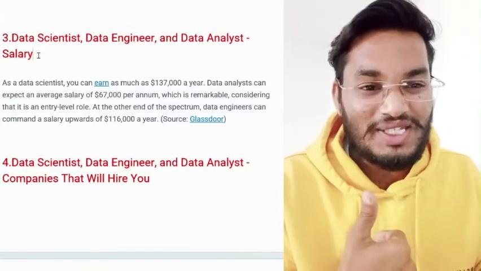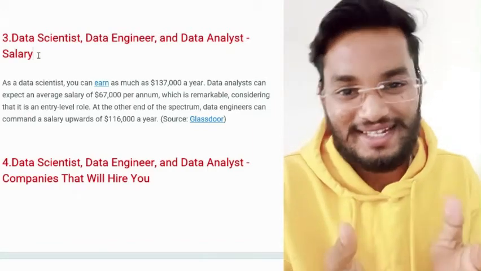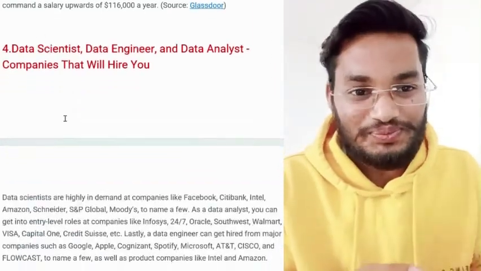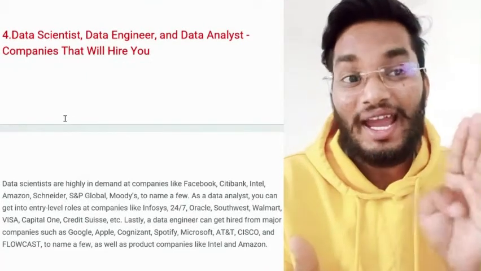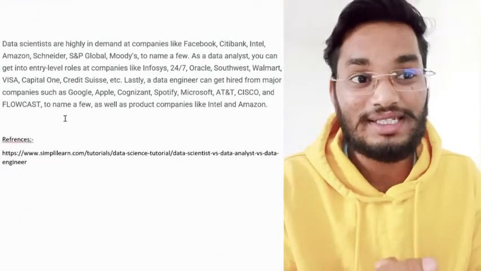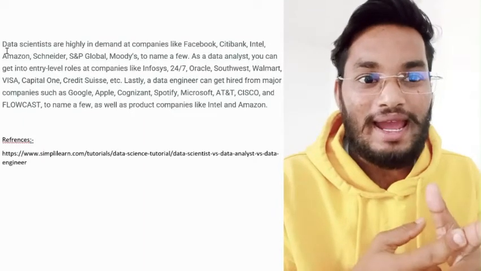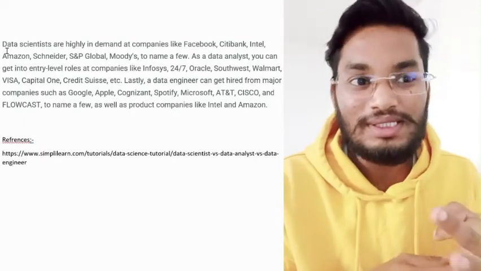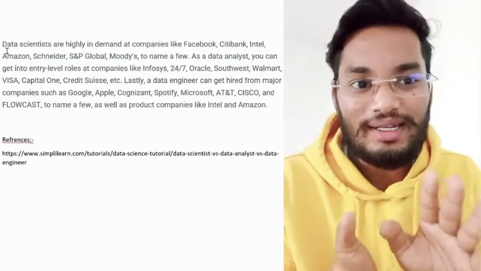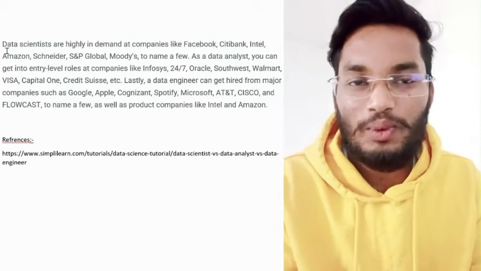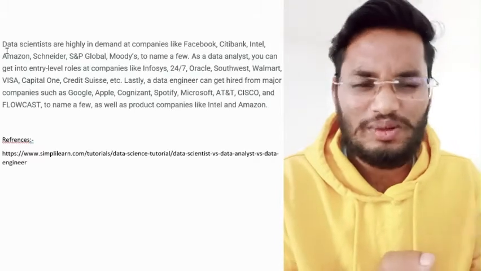Next, we will talk about which companies will hire you as a data scientist, data engineer, and data analyst. Data scientists are in high demand at companies like Facebook, Citibank, Intel, Amazon, S&P Global, Moody's, and so on. As a data analyst you can get an entry level role at companies like Infosys, Oracle, Southwest, Bellmark, Visa, and so on.